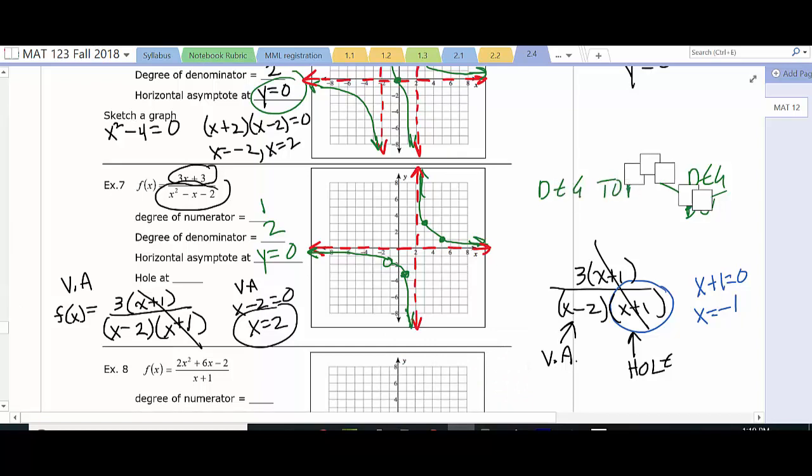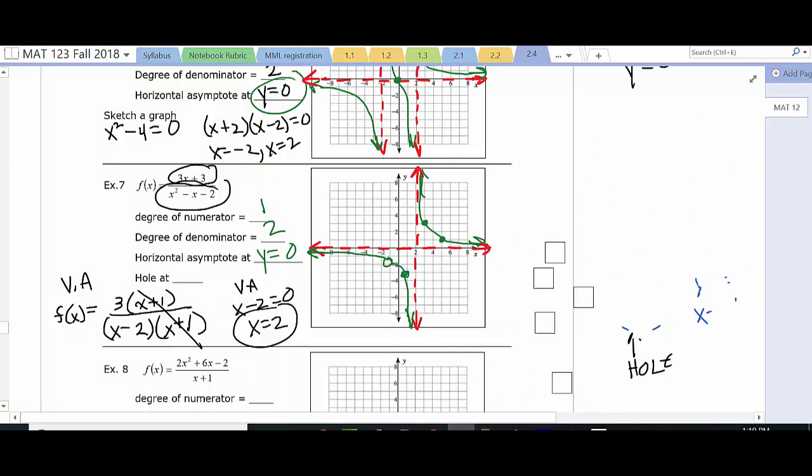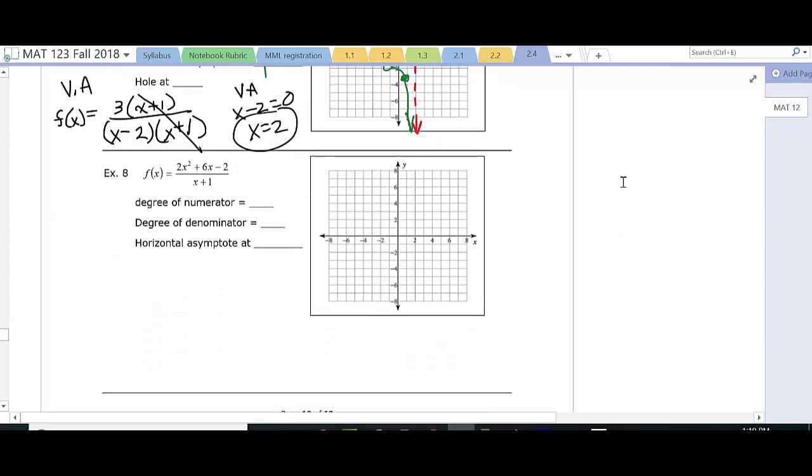The next one we're going to do mostly on the calculator also. Does that make sense or not? The one that's left over is the asymptote, the one that cancels is the hole. You'll see that a little bit. If you're going to take calculus, that's actually a fairly important thing.